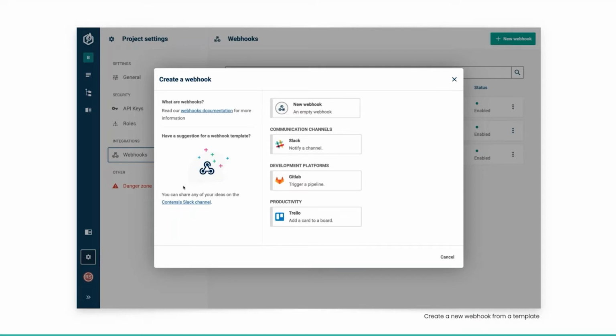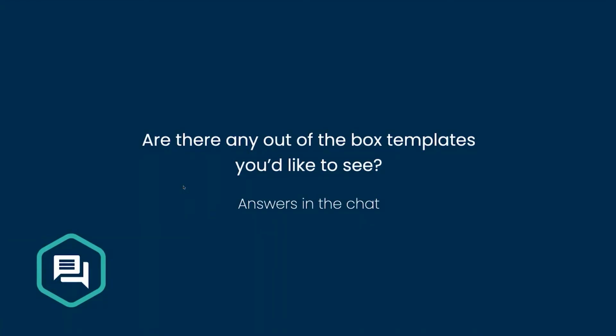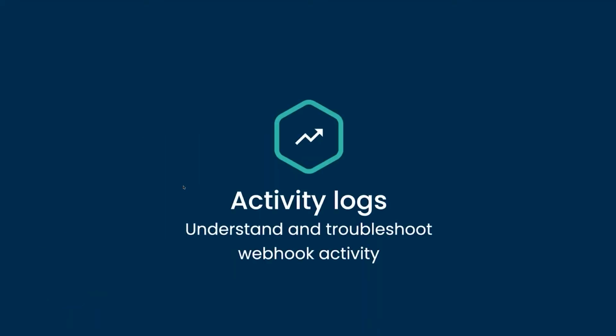So I suppose there's a question for yourselves here today that we maybe look for some answers in the chat: are there any out-of-the-box templates you'd like to see? Are there systems that you're aware of that you want to get content from Contensis into, that you may be able to use this avenue of webhooks to get that content into? So if you've got any ideas, please put them in the chat, and we can chat through some of those and hopefully draw in some of those before the release.